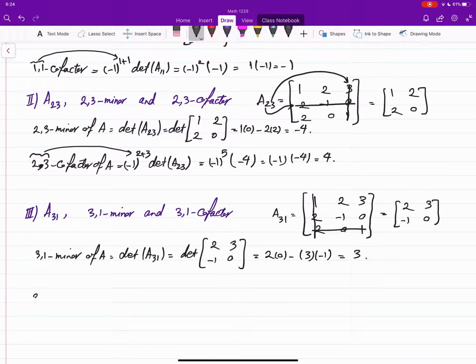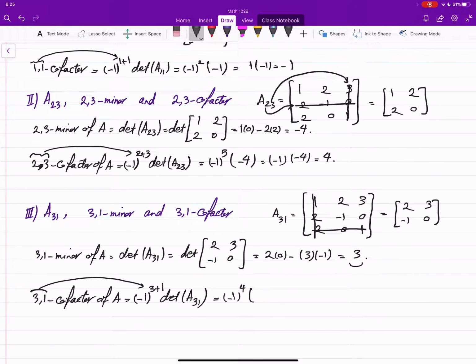Okay, so how about the 3,1 cofactor of A? So this is the minor, then multiply it by negative 1 to the power of the sum of 3 and 1. This is negative 1 to the power 4 times the 3,1 minor, which is 3. And negative 1 to the power of an even number is plus 1, so plus 1 times 3. This gives you 3.